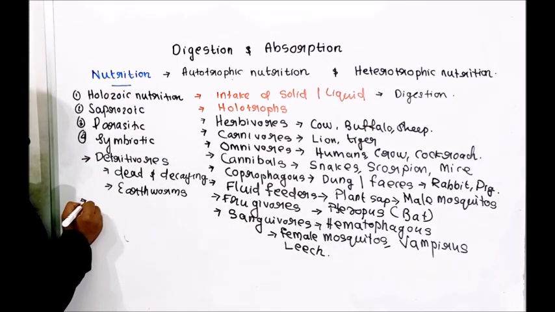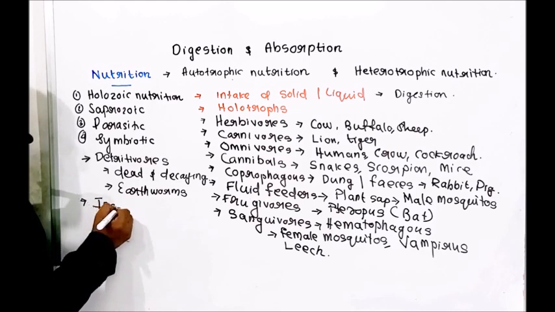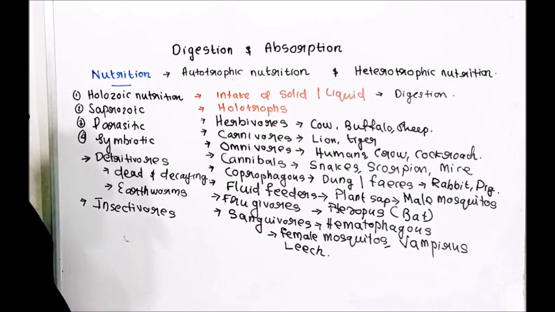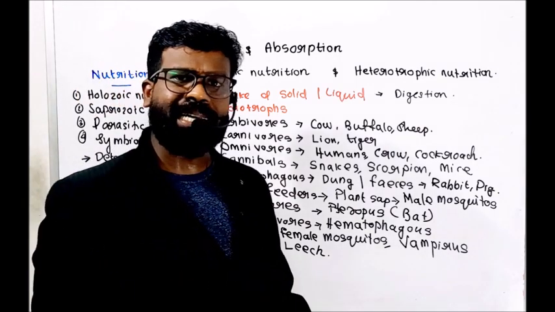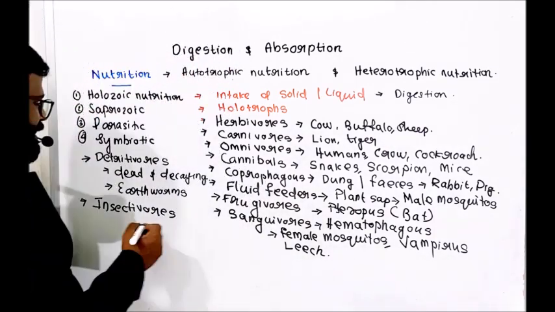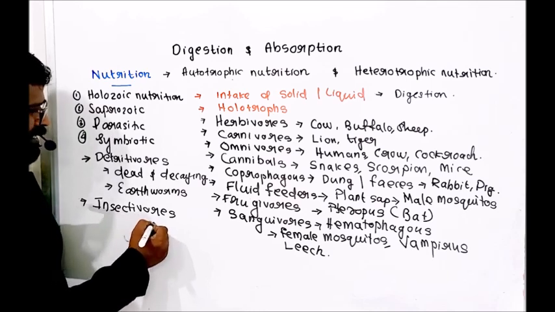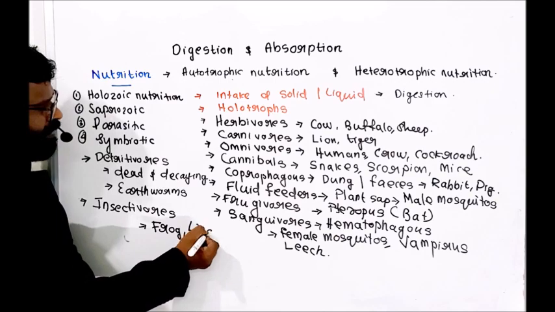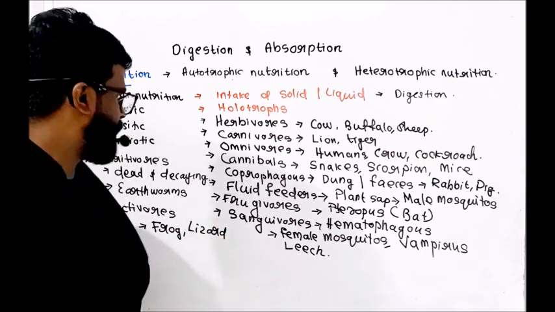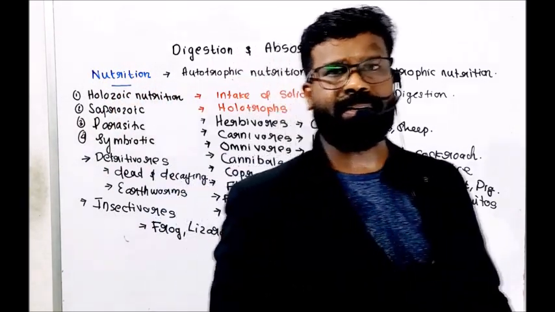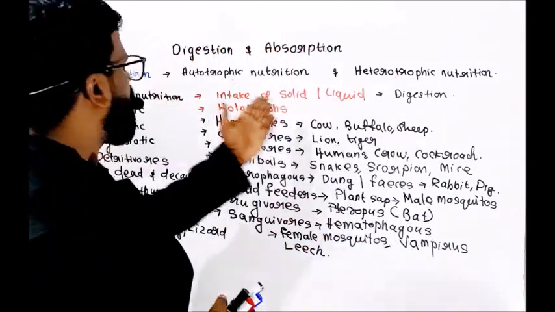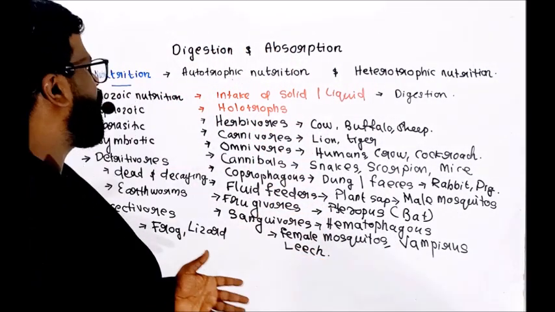Okay, then insectivores. Insectivores are insect feeding animals. Example, frog, lizard, etc. are insectivores. Insect feeding animals are insectivores. So these are the different types of holotrophs. All of these are examples of holotrophs.